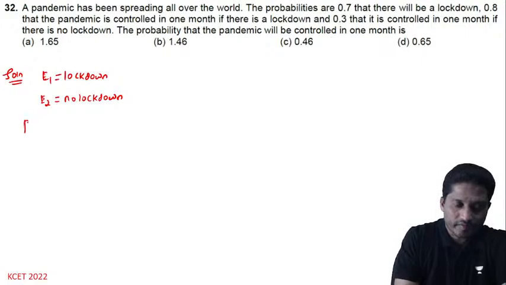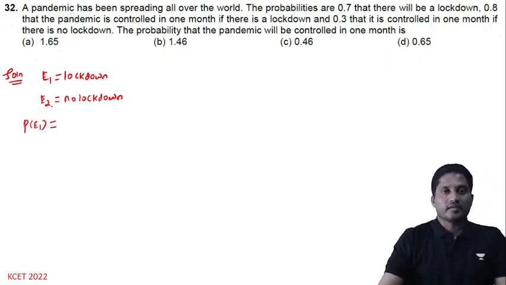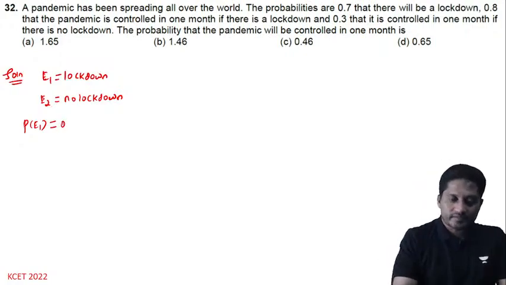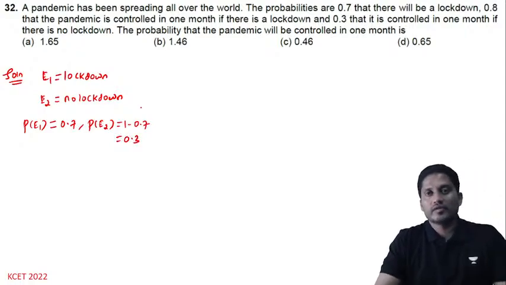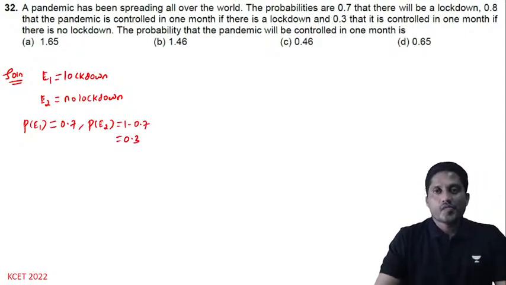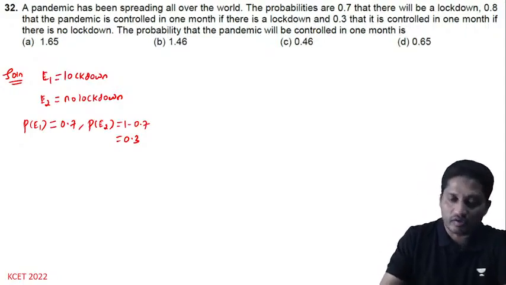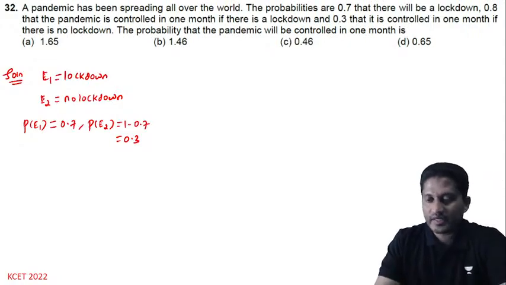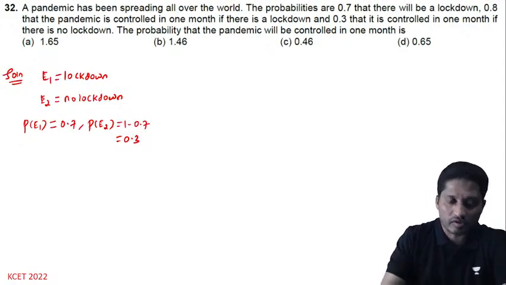Now P of E1 is equal to probability that there will be lockdown, which is 0.7. No lockdown is equal to 1 minus 0.7, which is equal to 0.3. So this is P of E1, P of E2. Then 0.8 that the pandemic is controlled in 1 month if there is a long lockdown, and 0.3 that it is controlled in 1 month if there is no lockdown.